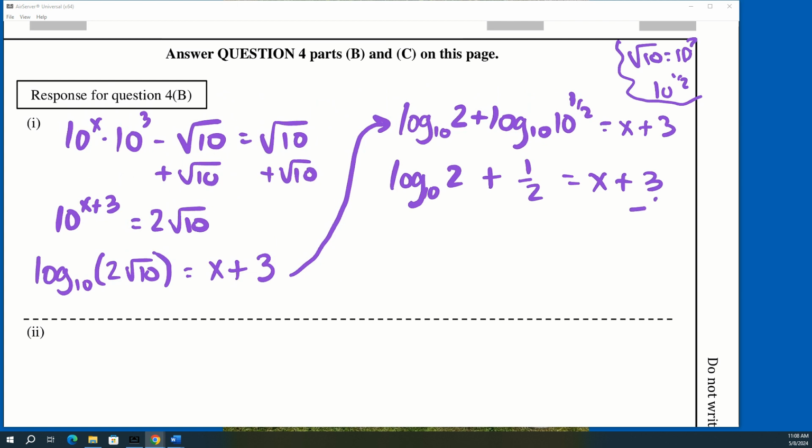So now we can subtract that 3. Now we already subtracted 3 and 1/2 just a second ago, and we got 5/2. So you can just use that again, or you can do 2.5, whatever you want to do. That's the answer. That's a tough point to get.